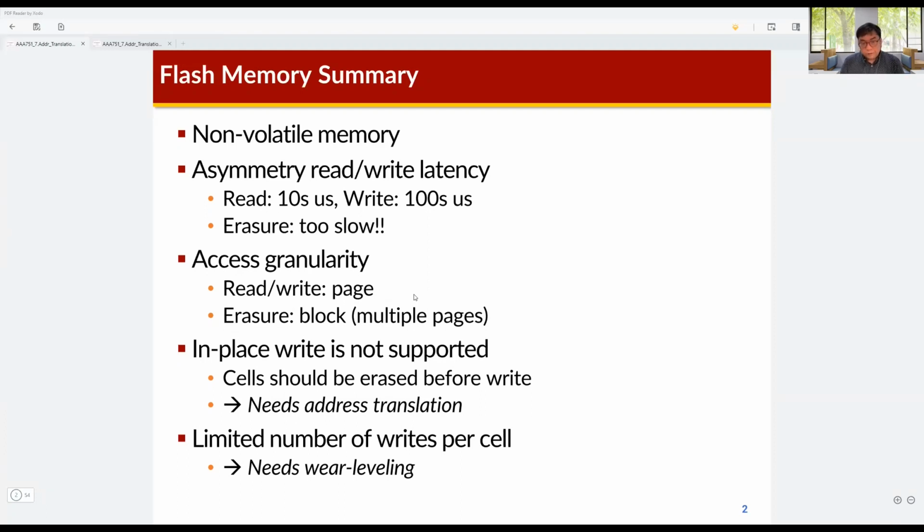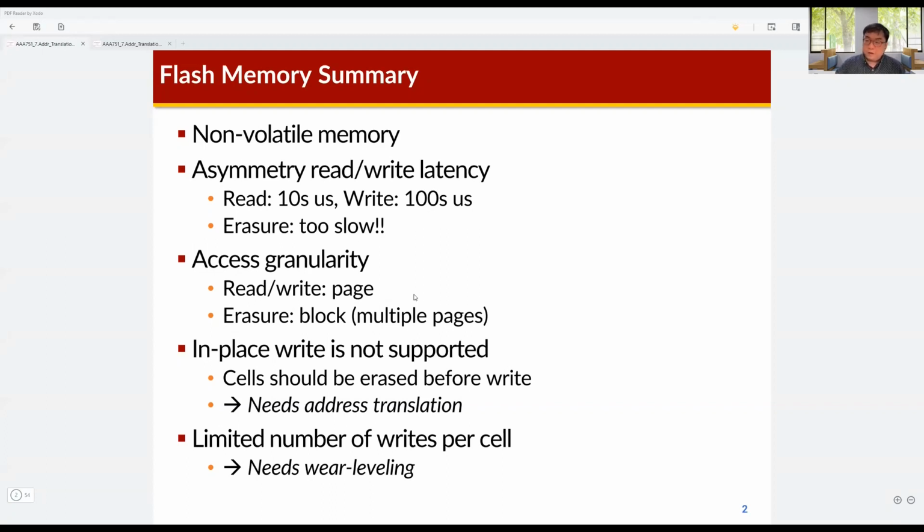If these characteristics do not have a very wide gap between read and write operations, then we can apply very simple translation, or very simple NAND flash management schemes in SSD. But the problem is that the SSD is a non-volatile memory, and the characteristics of this non-volatile memory are very different from volatile memory such as SRAM or DRAM.